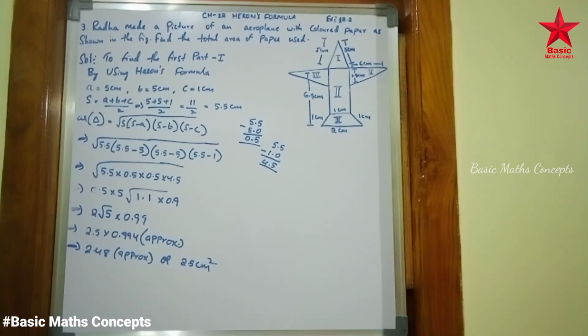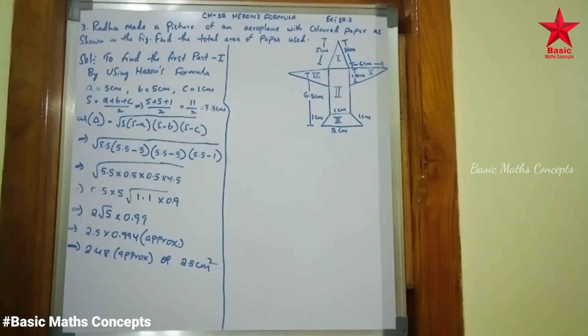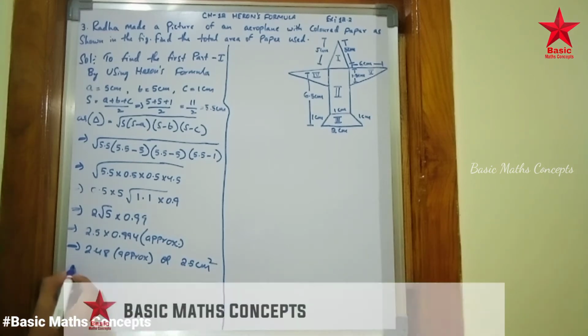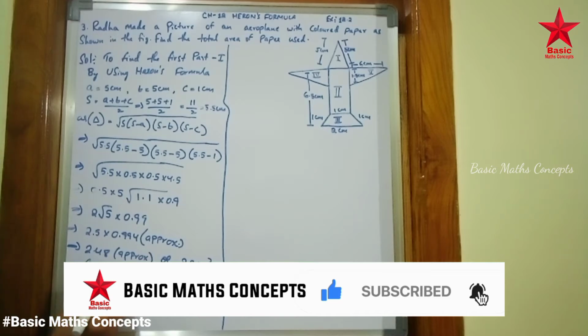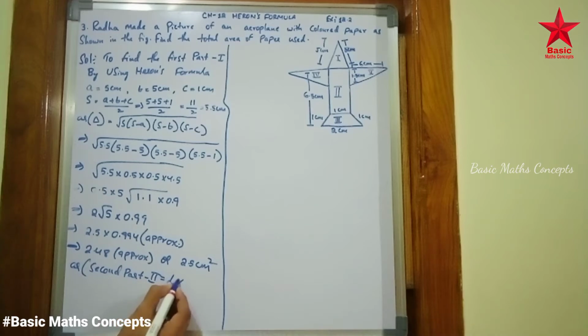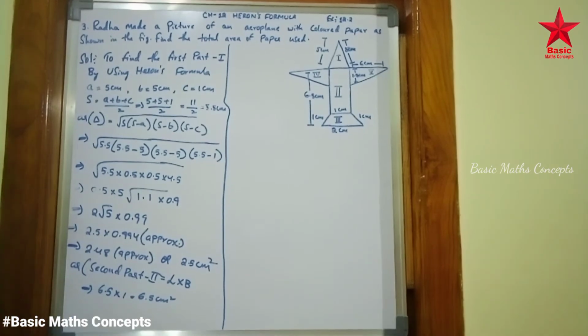Next we have to find the second part. The second part we can find very simply: area is length into breadth. The length is 6.5 centimeters and the breadth is 1 centimeter. So this implies 6.5 into 1, that is 6.5 centimeters square. So we have found the second part also.